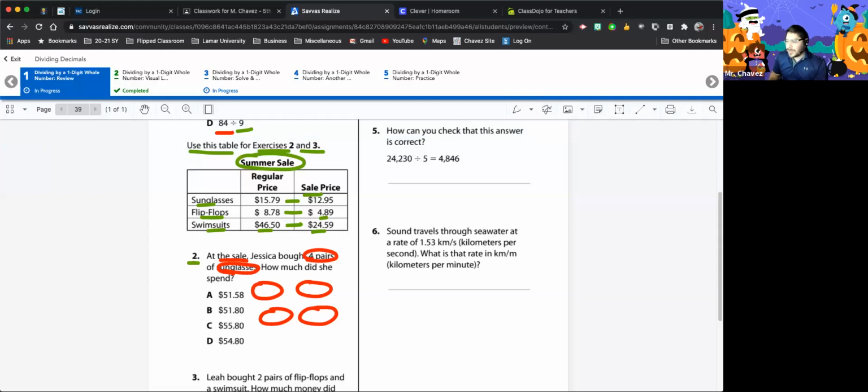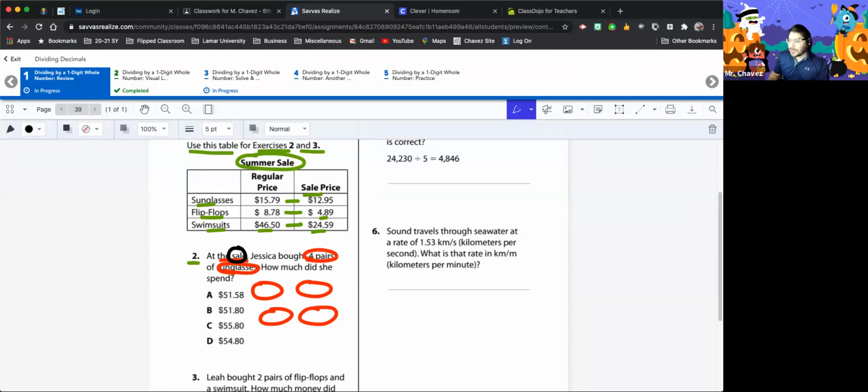So we want to know how much did she spend. So the keyword here is at the sale. That's the key word. So we're not looking at the regular price. Remember, she's at the sale. A mistake that some kids would have made is they would have looked at this number first and gone with it. But no, we're looking at the sale price. So it's $12.95. In each little circle, we're going to put $12.95. That's a 9, by the way. It just came out pretty bad. $12.95.